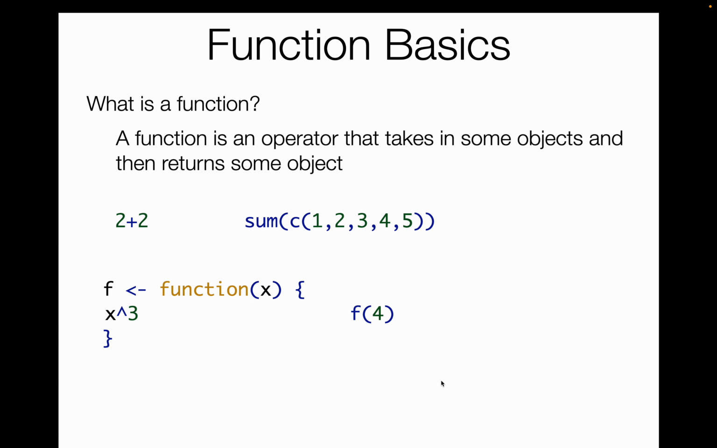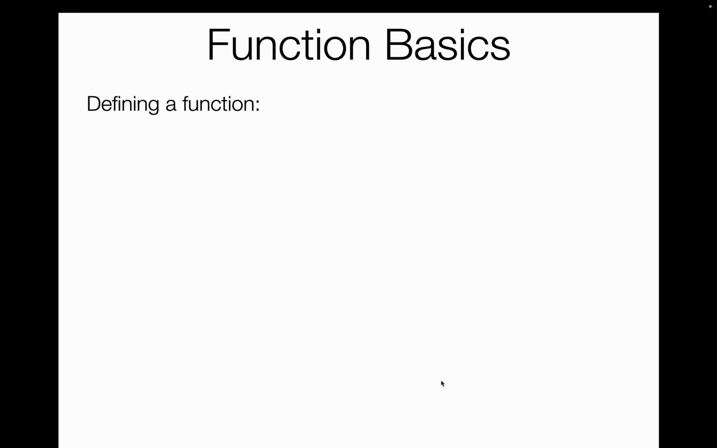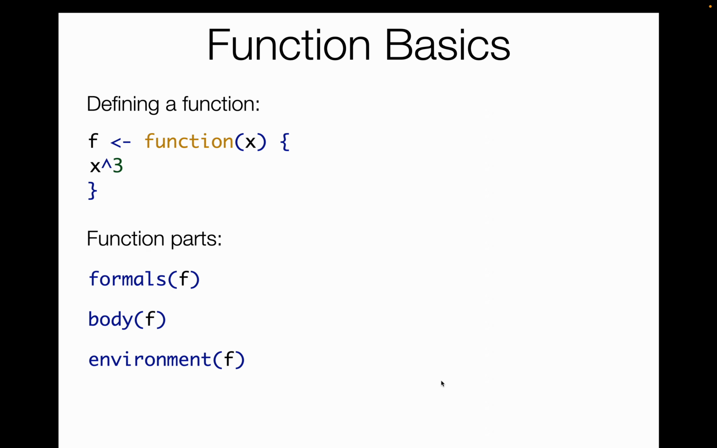And then down here, I'm defining my own function, which is my own black box, where I input x, whatever x is, and it will output x cubed. Okay, and so if I evaluate f of 4, I'd get 64. Okay, so defining a function looks like this. There are 3 parts of a function. Almost every function has these 3 parts: formals, body, and environment.